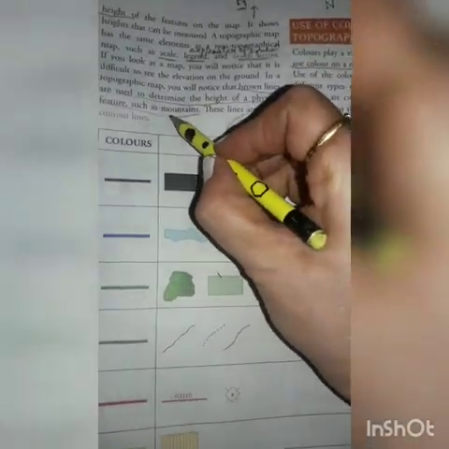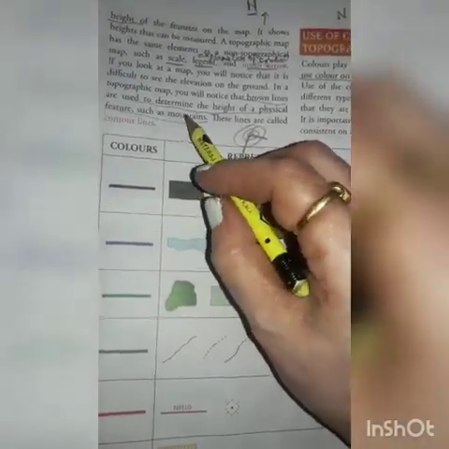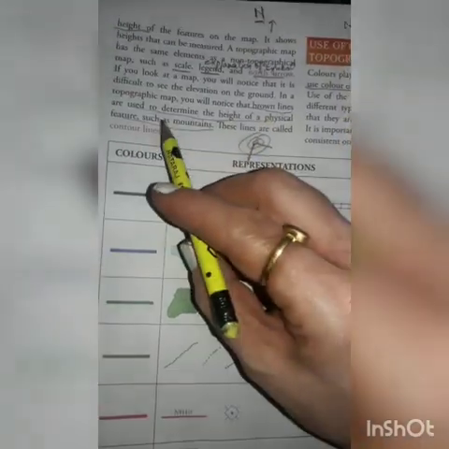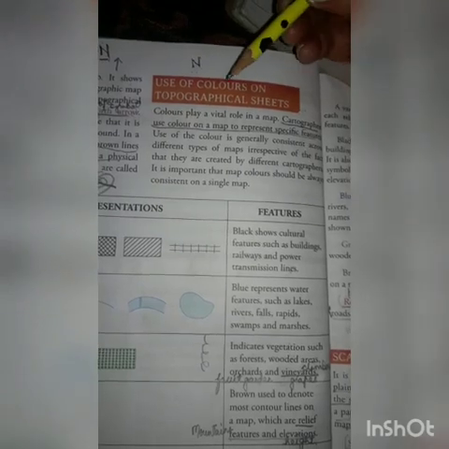Suppose you take an example of mountains, they would tell you the height above sea level. So they determine the height of physical features such as mountains present on the earth. Next is the use of colors on topographical sheets. Colors usually help us to read the topographical sheets clearly. So there's a term mentioned over here, children, just see clearly.